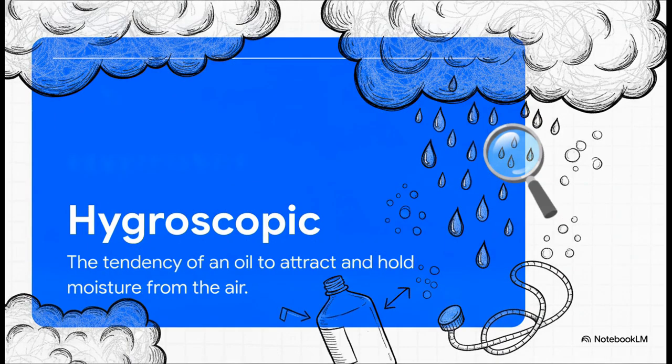Next up is hygroscopy. This is the tendency of an oil to attract and hold on to moisture right out of the air. It acts exactly like a chemical sponge. Now, older oils were relatively forgiving with this, but many of the modern synthetic oils we use today are highly hygroscopic. So if you just leave a container uncapped while you're working, or you fail to pull a really deep vacuum, you are directly introducing moisture into the lifeblood of that system.